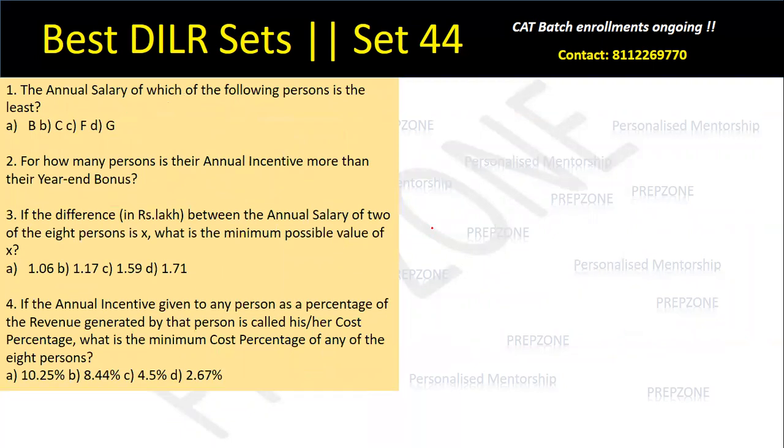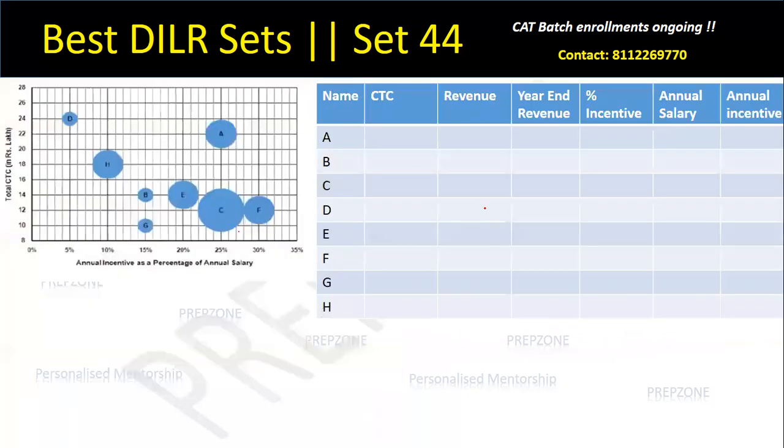ठीक है, and then एक question में ये पूछा कि annual incentive किसका ज़्यादा है, which means if I know सबका incentive, सबका CTC, सबका revenue, I'll be able to calculate all of it. Okay, so this is a table that I would make. I know कि C का area is already given to me as 36.